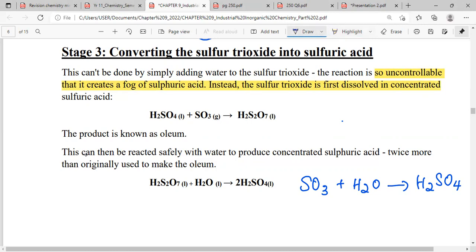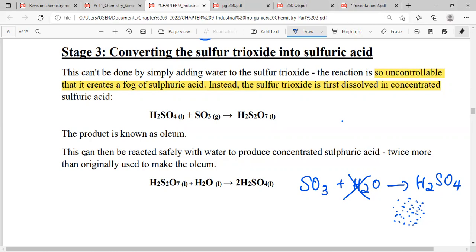That means in the place where the sulfur trioxide is dissolved in water, there will be a cloud of sulfuric acid. There will be a lot of sulfuric acid particles hanging in the air. This is not good for the environment and not good for people who are working there. So this particular reaction is not done. Instead of doing it in one step, they do it in 2 steps.